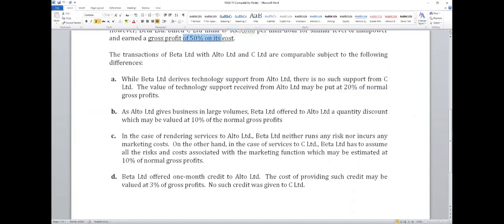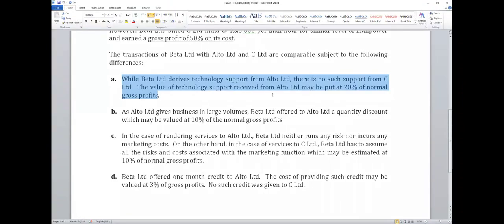Okay, you are getting something from AE. Technology support தரா 20% of normal GP, 50 or 20%, 10% நீங்க less பண்ணா கூட 40% on cost add பண்ணல. So this is one functional difference. So this is the first A. Yes sir. Why I am reducing my profit? Why the billing is less? Justify. Reason number one, sir. C Limited doesn't give us anything.